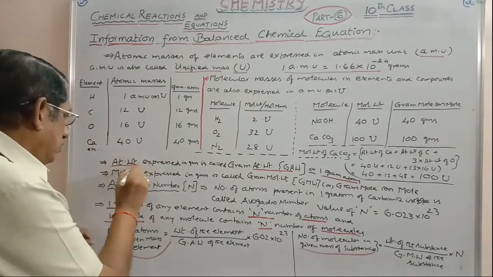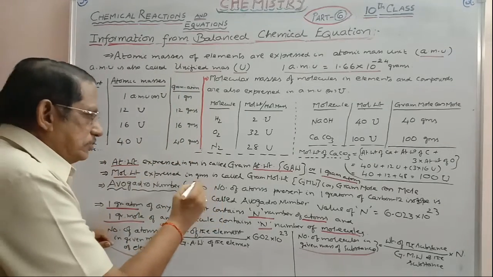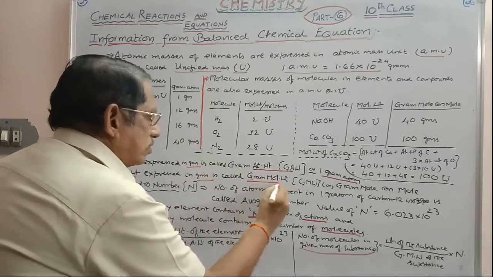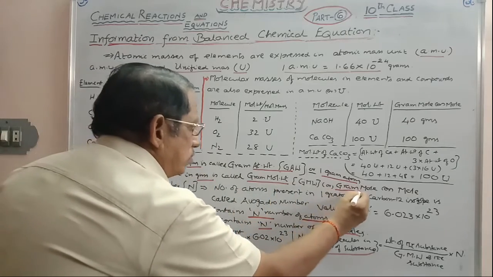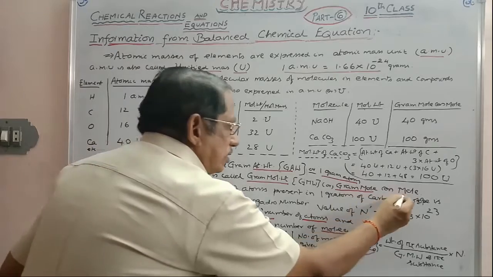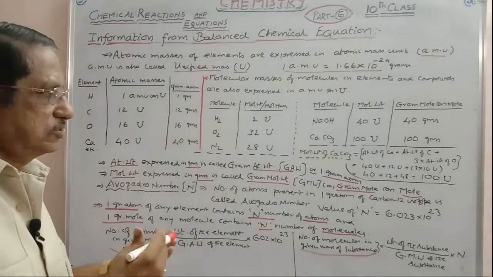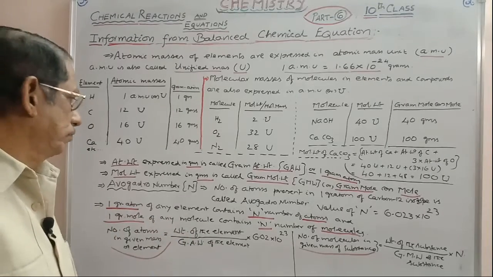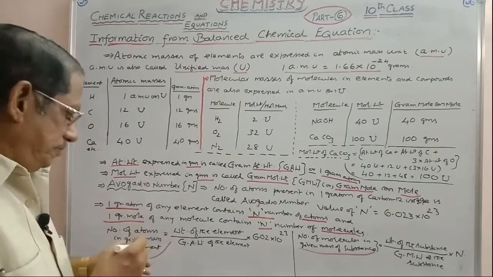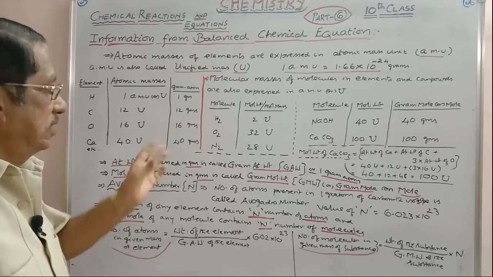Similarly, you can take the molecular weight. When the molecular weight is expressed in grams, then it is called gram molecular weight or gram mole. Gram mole sometimes is also referred to as mole. So gram molecular weight means gram mole means mole. And here we are taking some examples.